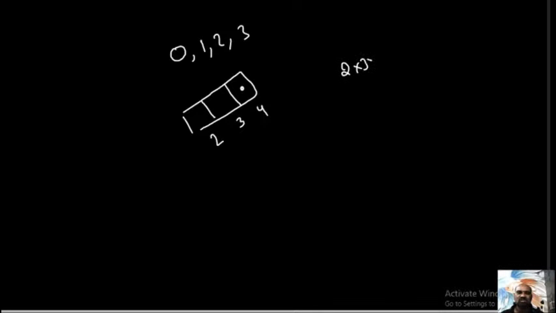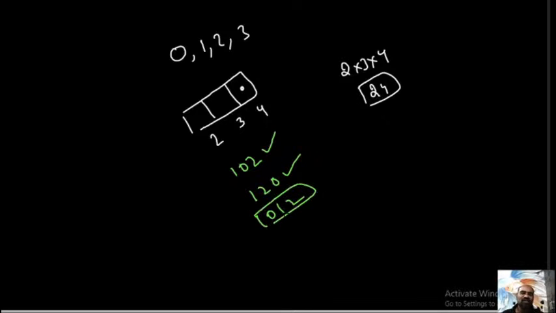2 into 3 into 4. What is this? 3 sixes are 18, 6 fours are 24. But this is the wrong answer. Why is this the wrong answer? Because among these 24, some numbers are there like this: 1 0 2 countable, 1 2 0 countable, but 0 1 2 is also there. Now this is not countable because this is not a 3-digit number. This is treated as a 2-digit number.